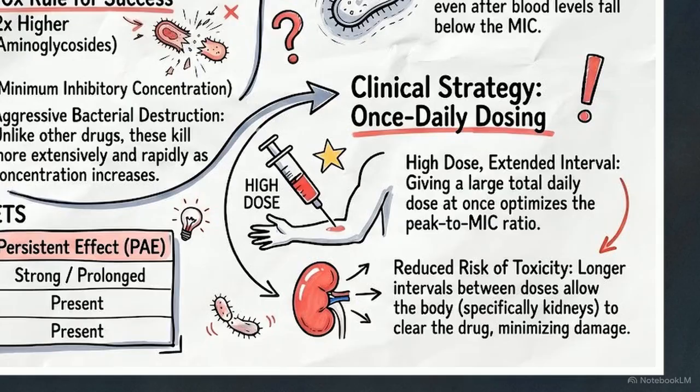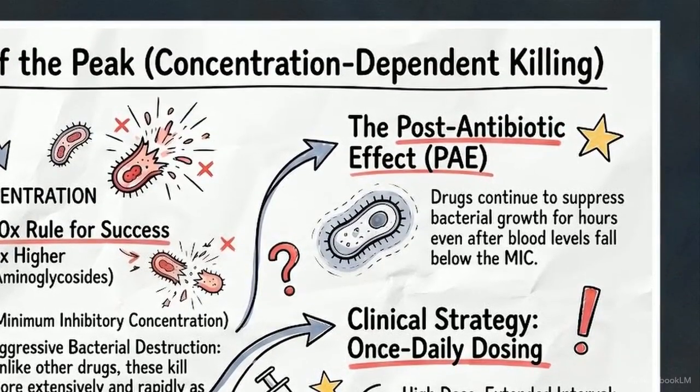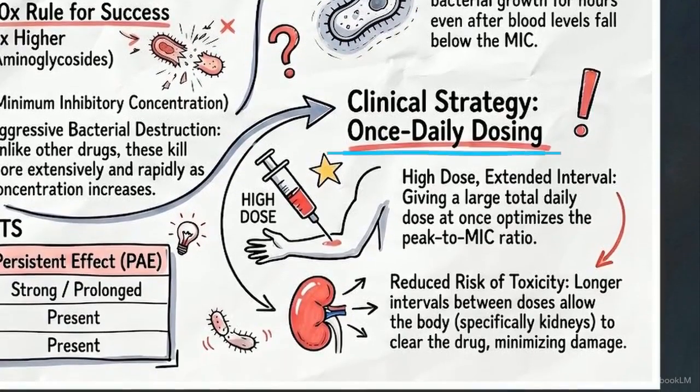But sustaining massive peak concentrations for too long introduces a severe risk of host toxicity, inflicting serious damage to the kidneys. The solution to that toxicity problem lies in a phenomenon known as the post-antibiotic effect. These drugs bind irreversibly to microbial targets, suppressing bacterial growth for hours, even after completely clearing from the bloodstream. This specific delay allows for a high-dose, extended interval dosing strategy, like giving aminoglycosides just once a day.